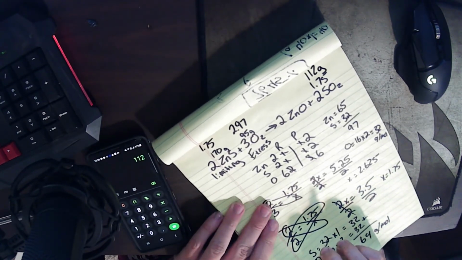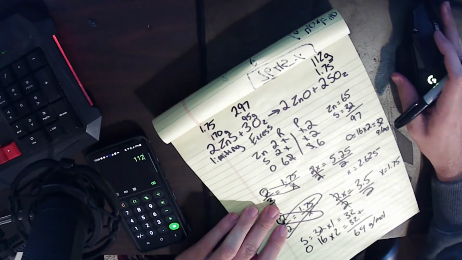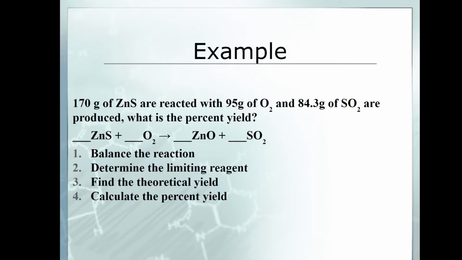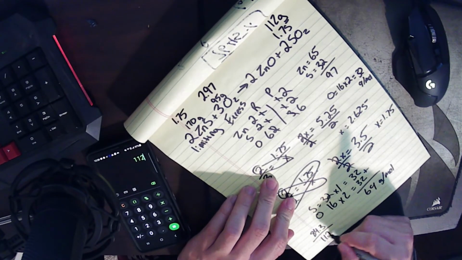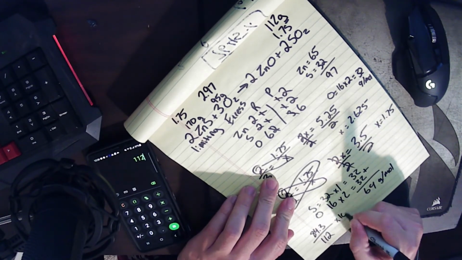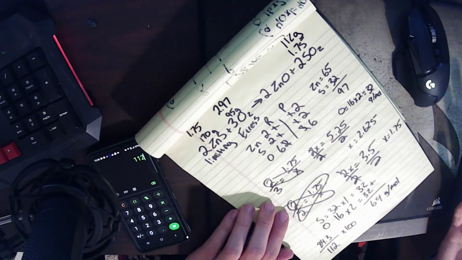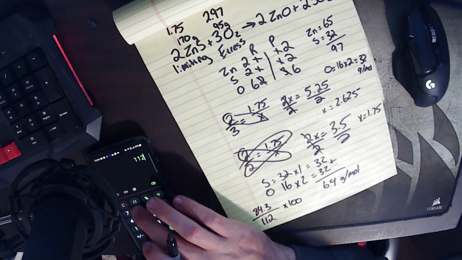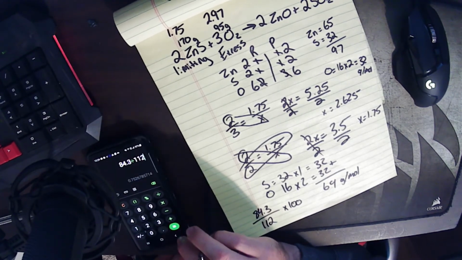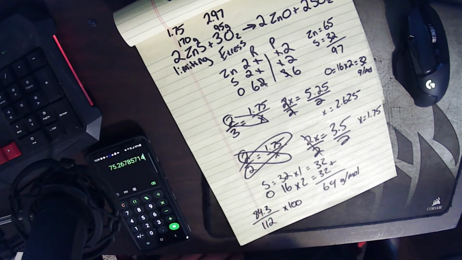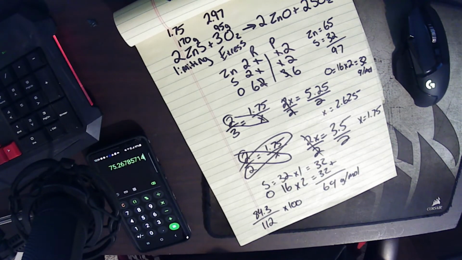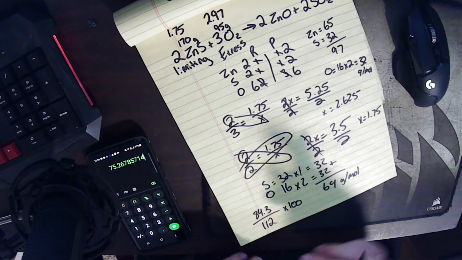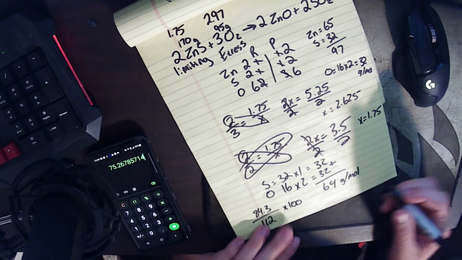Okay, your very last step is to find the percent yield. So we're going to take the actual experimental yield that it tells us was produced, the 84.3. We're going to divide it by 112, and we're going to multiply by 100, and that will tell us our percent yield for this problem. So we've got 84.3 divided by 112, and then times 100. And this one comes out, pretty close to the same as the other one. It's 75.27%.